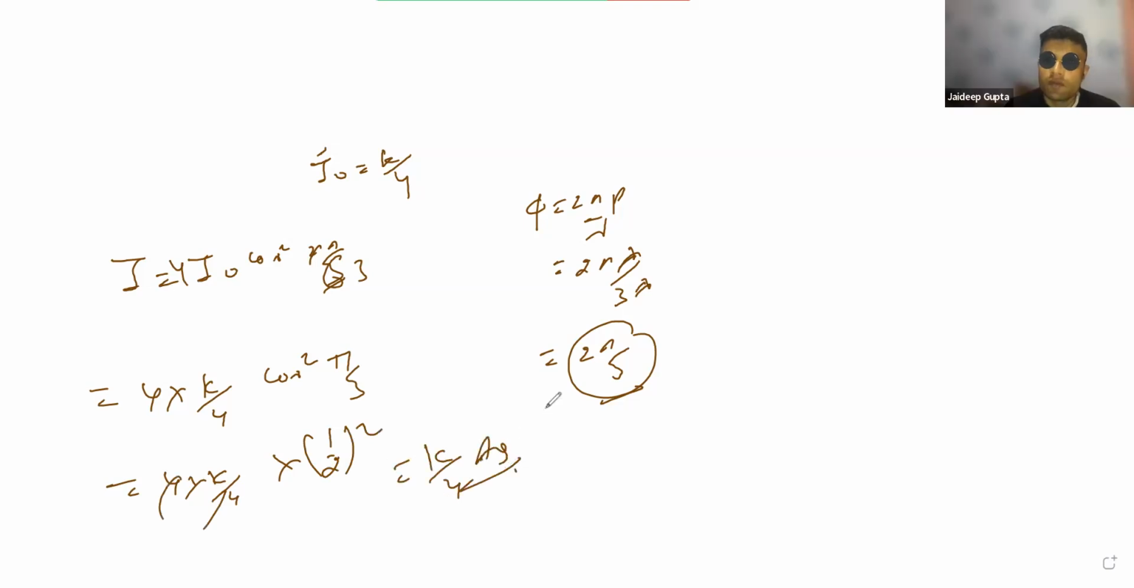Now note down. Actually, this question has already come in board exams. And you'll get the same kind of question in NCERT. Just complete your NCERT.